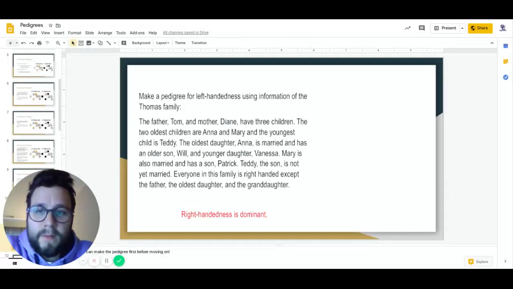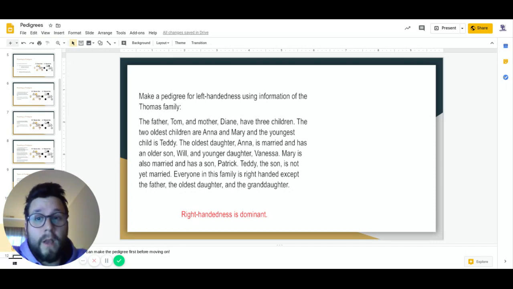So first example here, it's kind of a doozy. We're going to make a pedigree for left-handedness using the information of the Thomas family. So the father, Tom, and mother, Diane, have 3 children. So I've got mom, dad, and then 3 children. The 2 oldest are Anna and Mary, so girls, they'd be circles, and the youngest is Teddy. He'd be a square. Now, it doesn't matter the order left to right of which kids you do. Normally, it's oldest on the left, youngest on the right, but it doesn't matter.